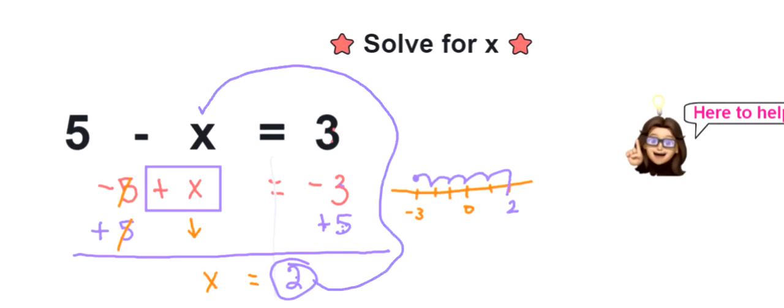So now I'm going to take and put 2 in for x. So now I got 5 minus 2, which is 3. And it works. Ta-da! How are we doing, everybody? The next set of problems is going to be a little more difficult. We're going to go from one-step equations to two-step equations. I'm here if you need help.